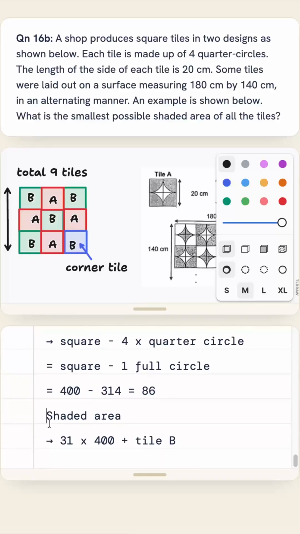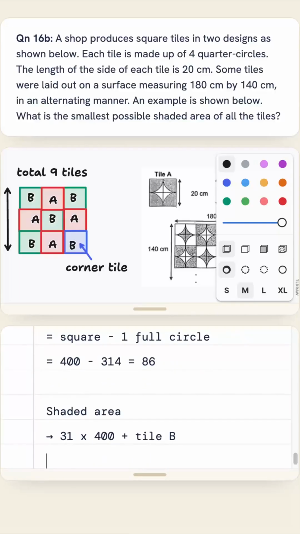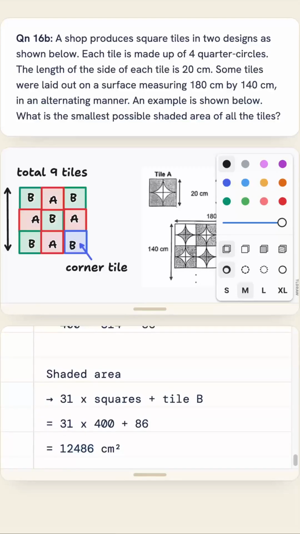So the shaded area over here is 31 times 400 plus tile B, which is equal to 12,486. Okay, so there you go. The answer is 12,486 square centimeters.